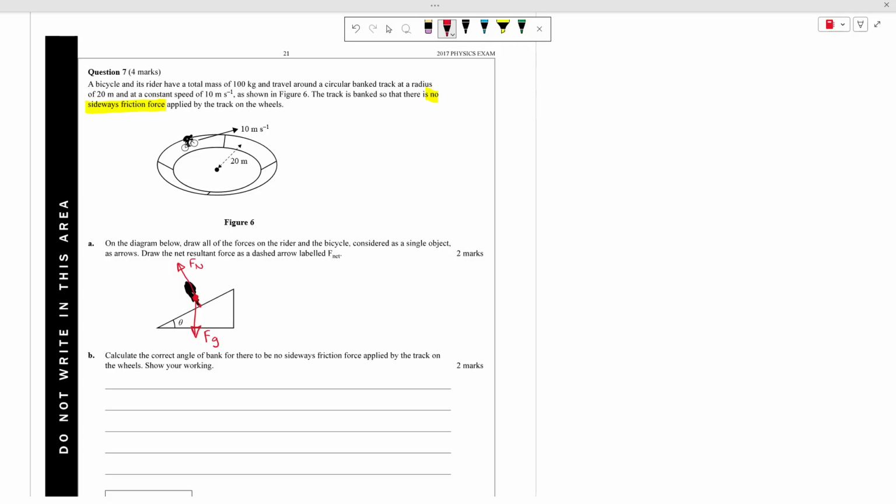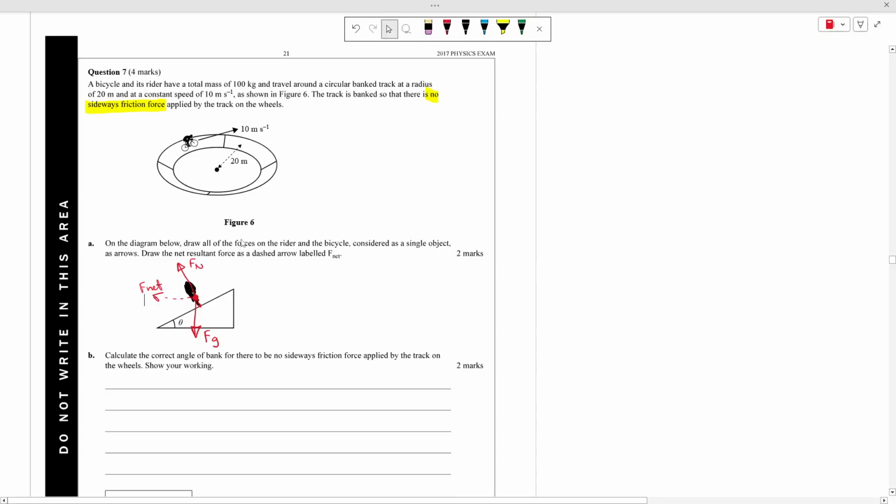Now, what is the resultant force? That's just adding the forces together as vectors: the normal force pointing up like that, plus gravity like that. Your resultant force is that way. You should already kind of know that because we're talking about a circular path. The bike rider is going around in a circle, which means the net force has to point towards the center of the circle, which is somewhere over here. So the net force looks like that, and we label it F net.